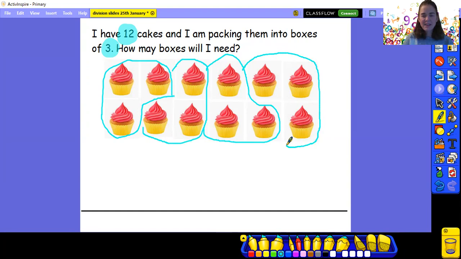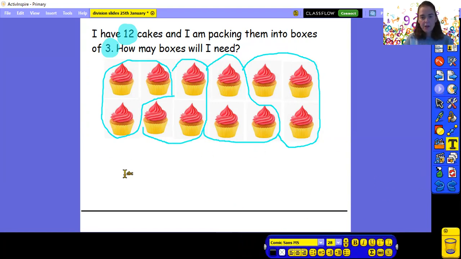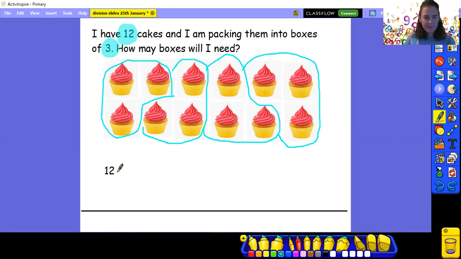So drawing pictures, as we know, is a good way for solving division problems. Our number sentence for this would be 12 divided by, because this is our 12 cakes and we're putting them into equal groups of 3. So 12 divided by 3 equals, how many groups have we got? 1, 2, 3, 4. Fantastic. 12 divided by 3 equals 4.